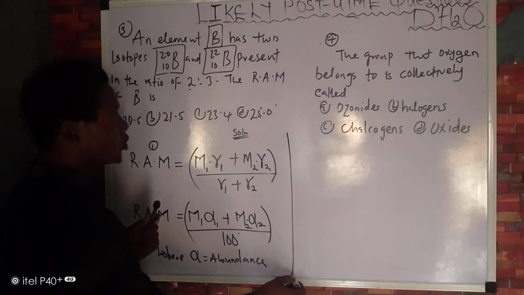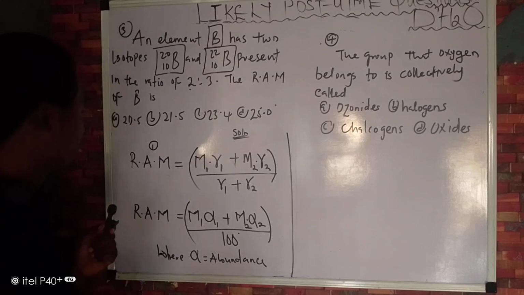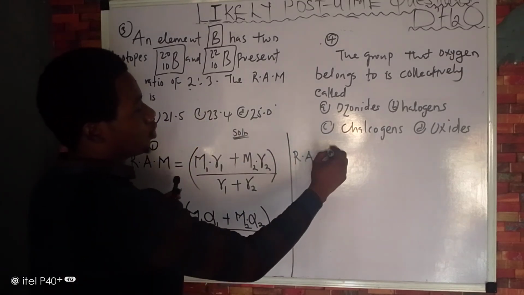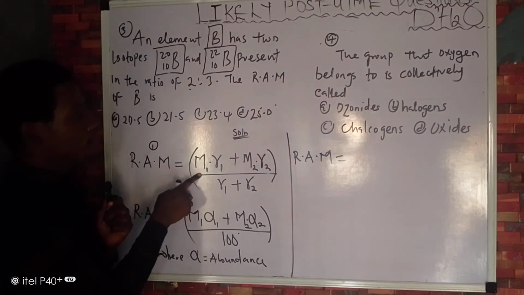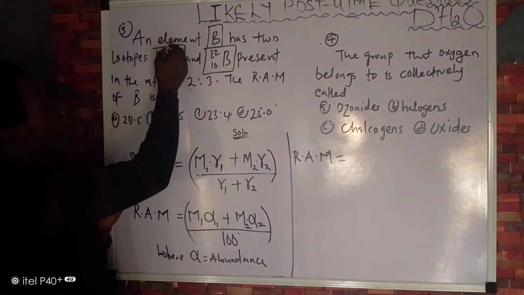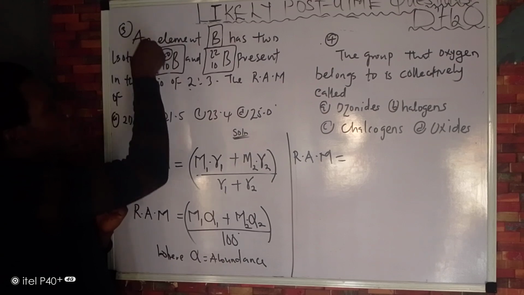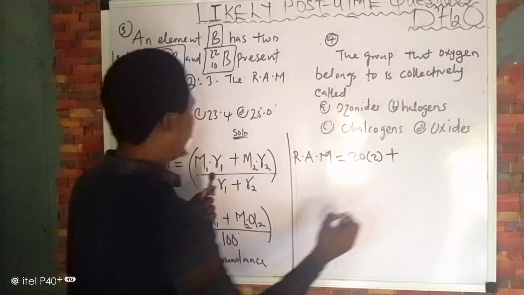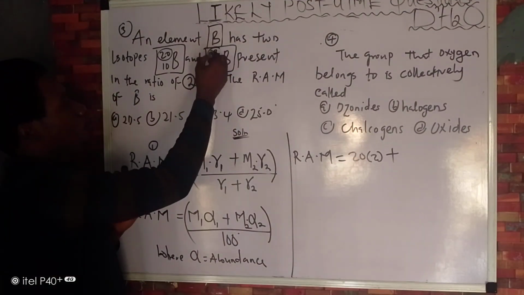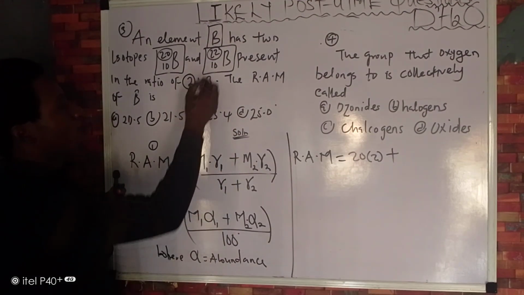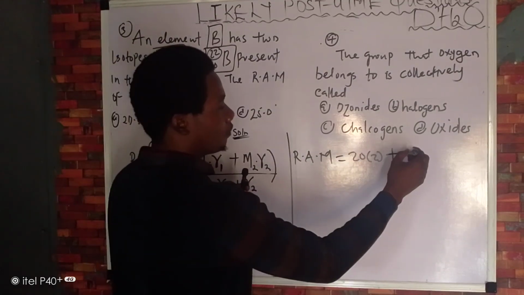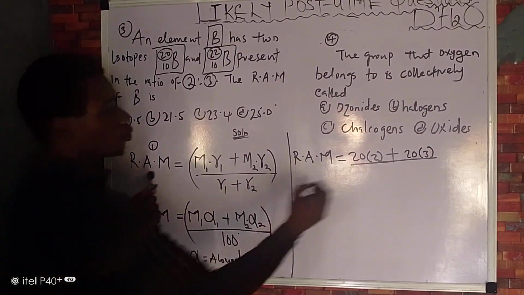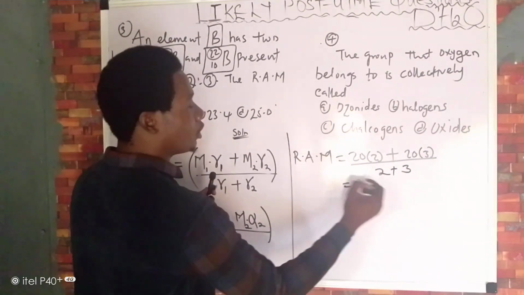Now let's do question number 3. Remember that the question is given to us in the form of ratio, so we are using this one. You will see that the mass here is 20 and its own ratio is 2, so you have 20 times 2. Then the other mass here is 22, and the ratio is 3. So you have 22 times 3 all over the total ratio, which is 2 plus 3.